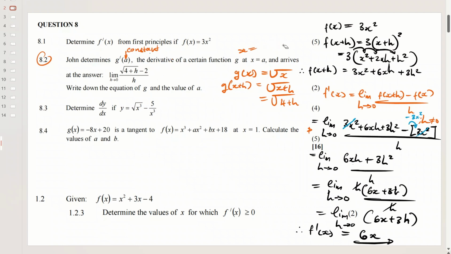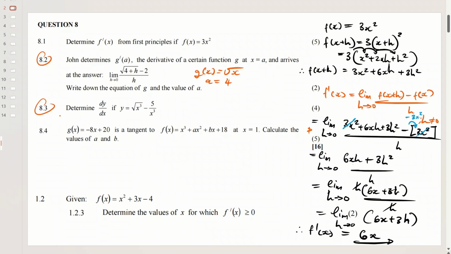All right. So now, guys, this tells us we can conclude and say our function g of x is just the square root of x, and the value of a is equal to 4. And we are done like that. We get those 2 marks.